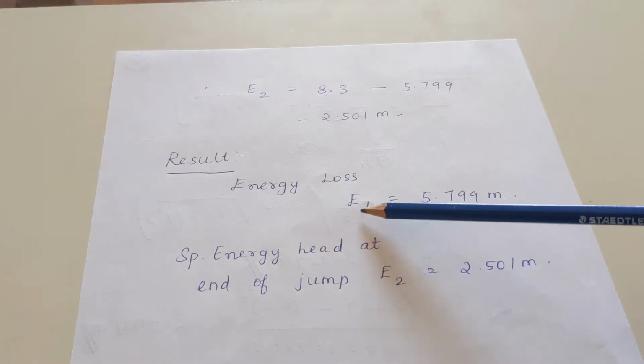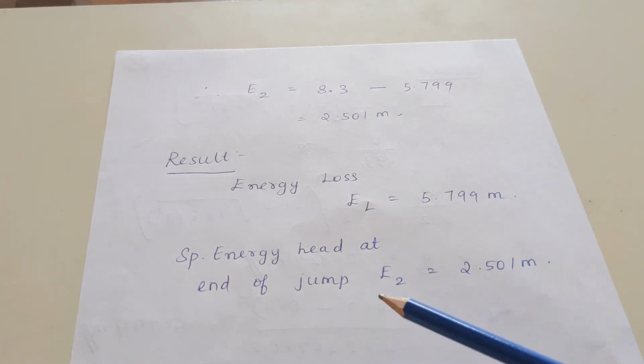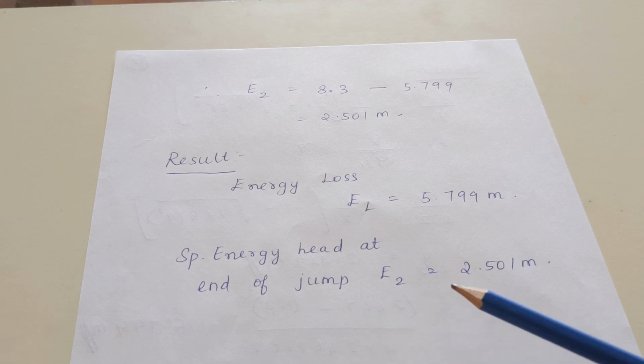Finally, you have to write down the result. Energy loss is equal to, and specific energy head at the end of the jump, E2, is equal to. Clear?